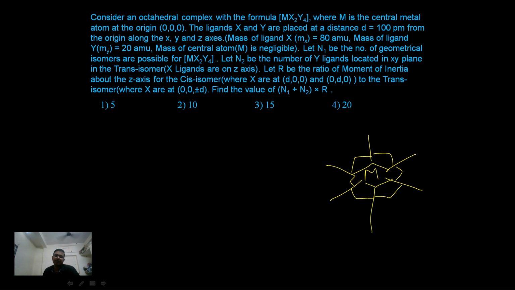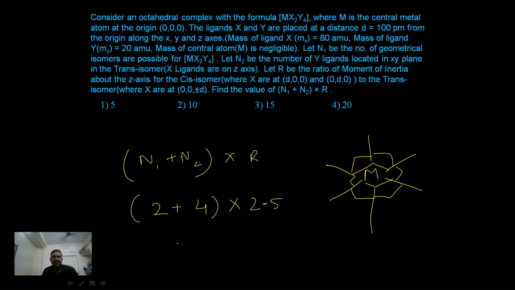Now, what is the value of (N1 plus N2) times R? This one we have seen is 2, this one 4, and this one 2.5. So 6 times 2.5 is 15, which means the third option. So like this, we can do different types of questions.